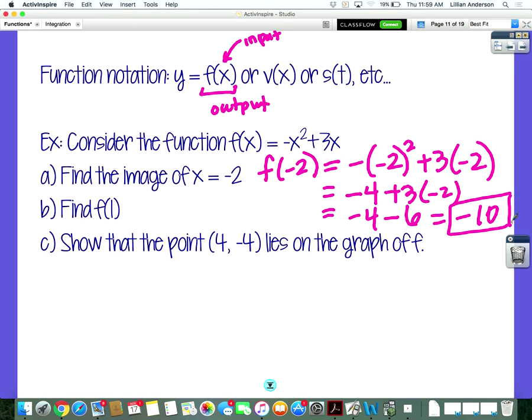I want you guys to do B. Find f of 1. What do you get? 2. You get 2.